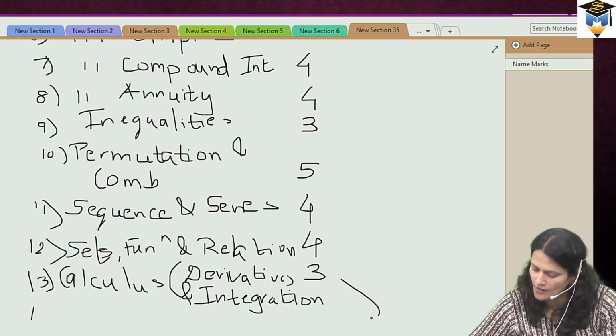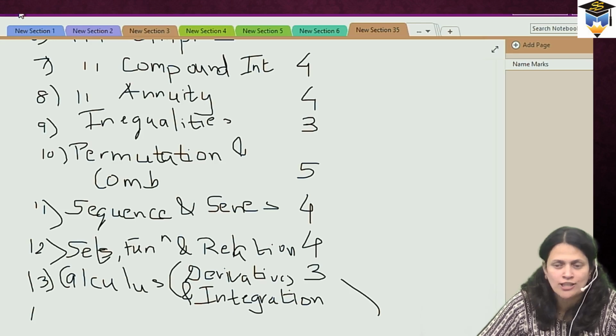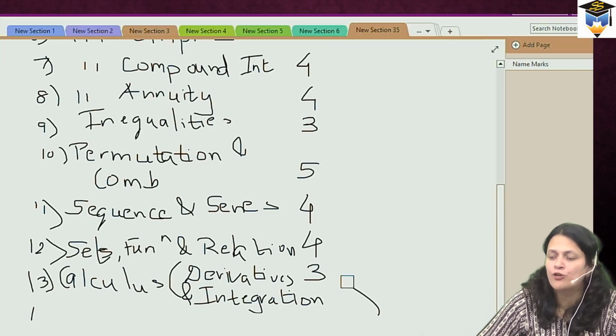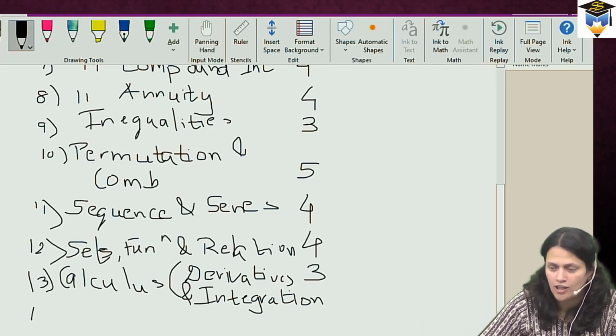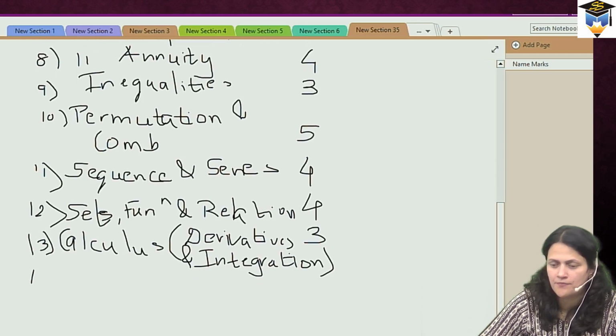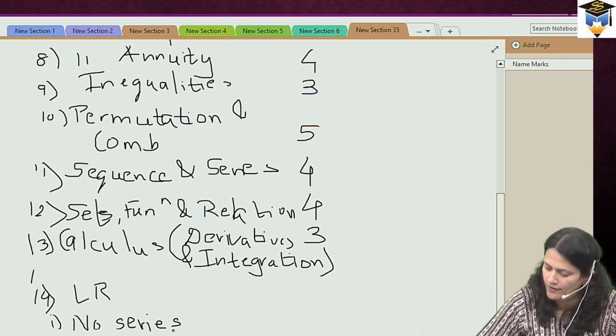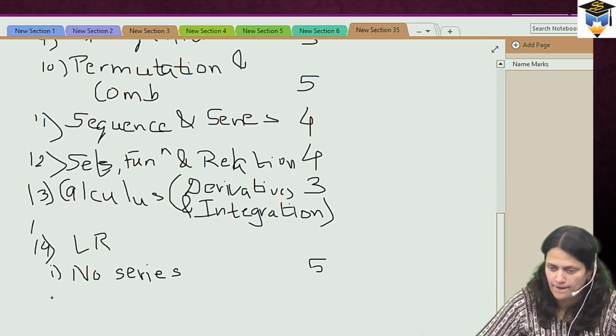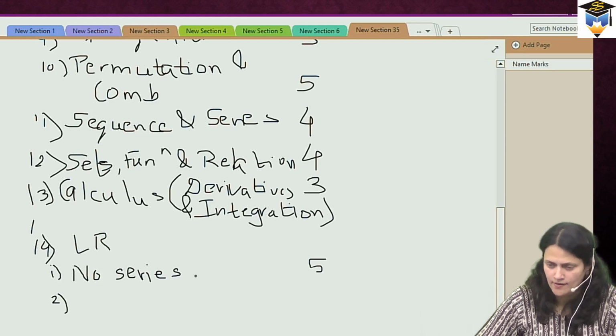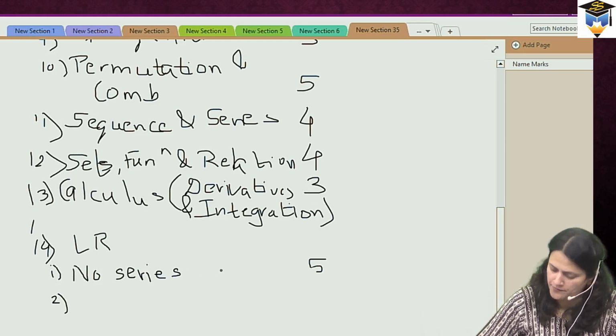Next, now we will start with LR. LR is logical reasoning. In logical reasoning, there are 4 parts. Logical reasoning is quite easy. First is number series, coding and decoding. It is asked for 5 marks. Write number series, and after that, coding and decoding.